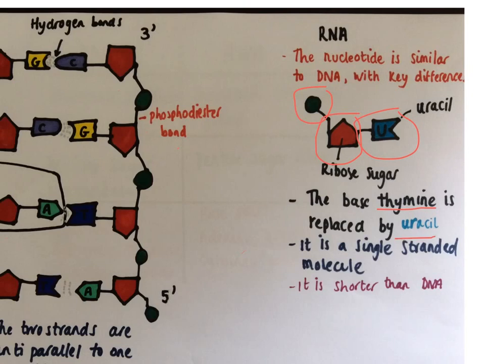So how that will look is in DNA, A binds to T. However, in RNA, A will bind to U, or uracil. So adenine binds to uracil. Another key difference between DNA and RNA is rather than being a double-stranded molecule like DNA, RNA is a single-stranded molecule, which makes it very important for transmitting genetic information out of the nucleus. Another key difference is it's much shorter as a molecule than DNA. This is also a very important feature for it to leave the nucleus as well.